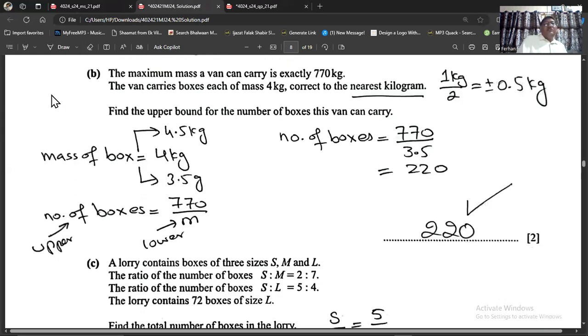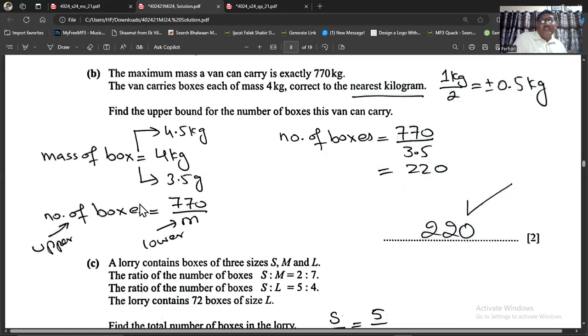So we have to tell how many boxes it can carry, and we want the upper bound of that. Okay, so each box mass is 4 kg. So 1 kg divided by 2, and that is 0.5 kg. So this 0.5 will be added to find the upper bound and the lower bound of the mass of one box. So mass of the box is 4 kg. So I will add 0.5 to it. So 4.5 kg is the upper bound of the mass of one box. From 4, I will subtract 0.5, so I will have 3.5 kg. So the lower bound for the mass of one box is 3.5 kg.